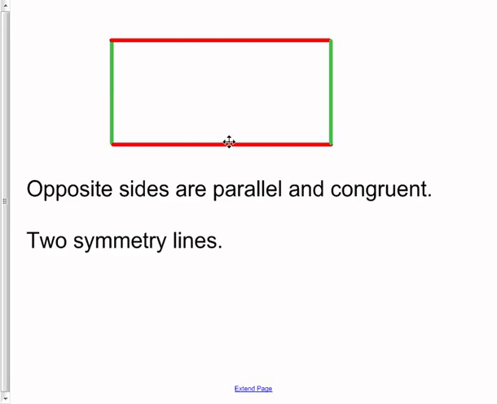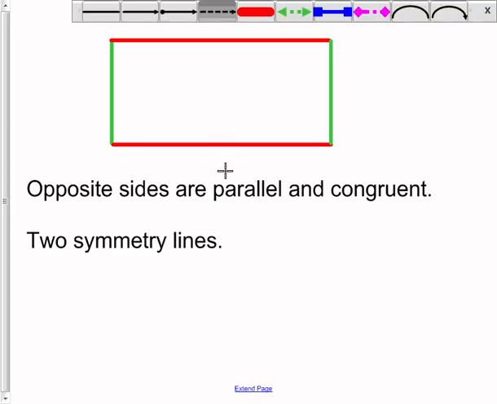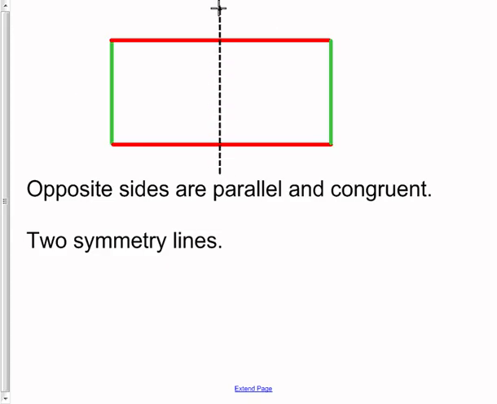Those are also parallel. And then I also noted here there are two symmetry lines with a rectangle. One symmetry line is if I cut it right down the middle, going up and down. This half over here is the same as this half over here, and if you fold it along this dotted line, it'll match up perfectly. Same thing across this way. If you fold the bottom up to the top, it'll match nicely. So there are two symmetry lines on a rectangle.